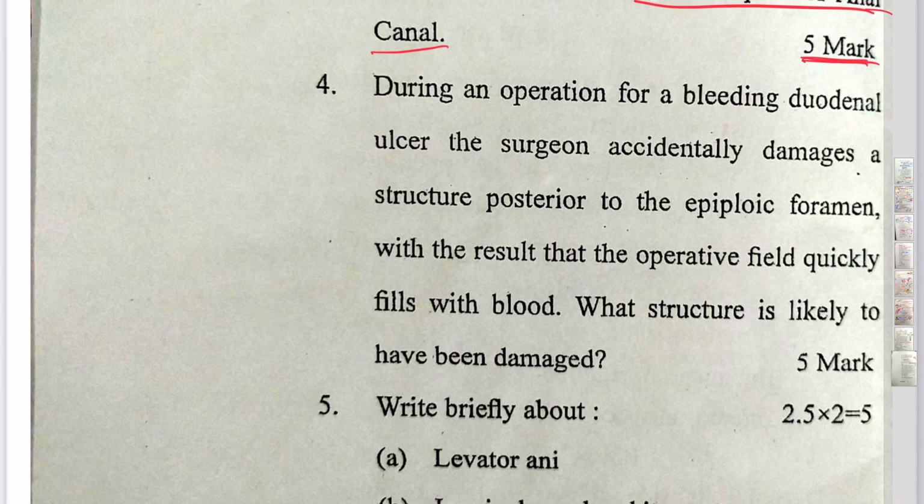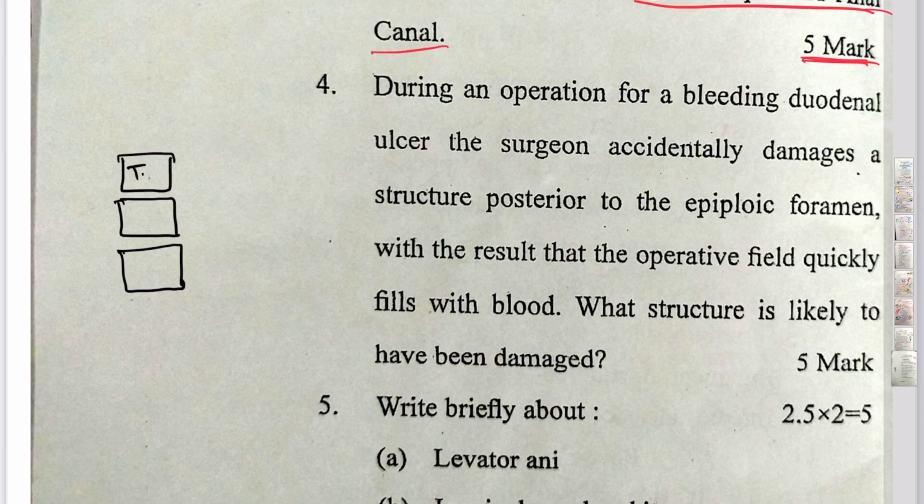During an operation for a bleeding duodenal ulcer, the surgeon accidentally damages the structure posterior to the epiploic foramen, with the result that the operative field immediately fills with blood. What structure is likely to have been damaged? So you know that the epiploic foramen is immediately posteriorly related to the inferior vena cava. I'm mentioning it here also for you because questions about the epiploic foramen are very commonly asked.